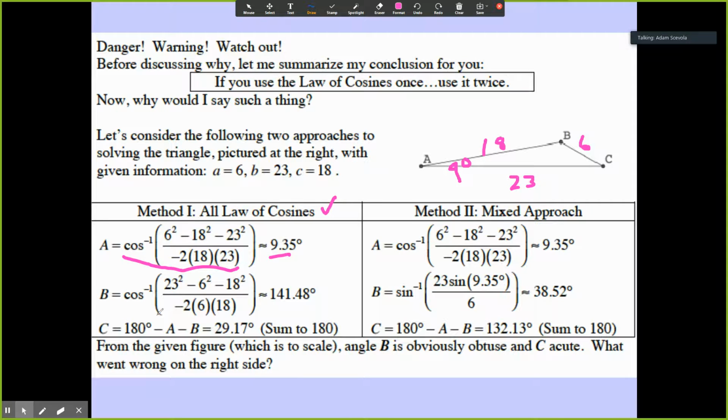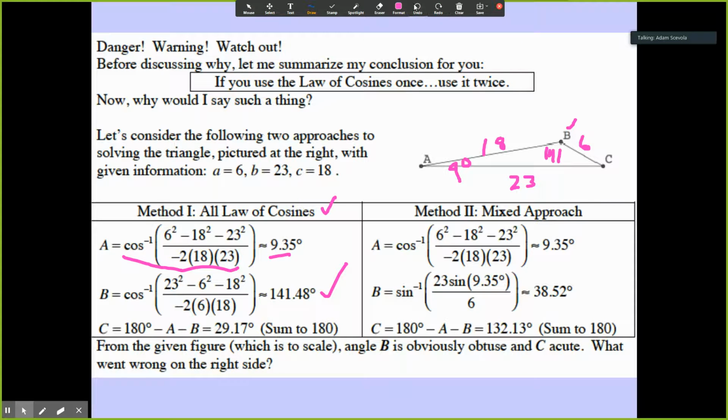Then for angle B, if we did the law of cosines here, we would get that this angle was 141 degrees. And then you find the third angle and you get that. That's using the law of cosines twice.